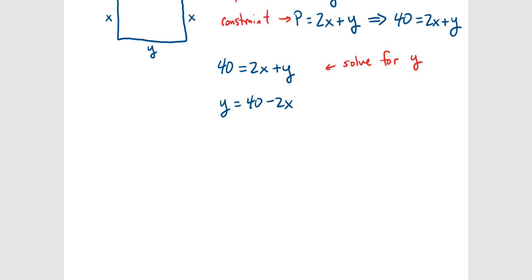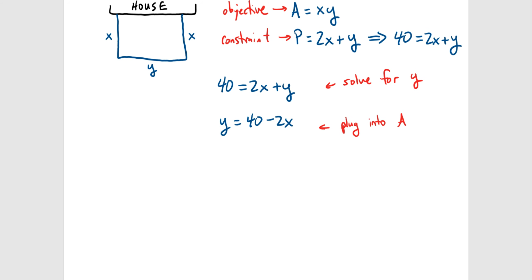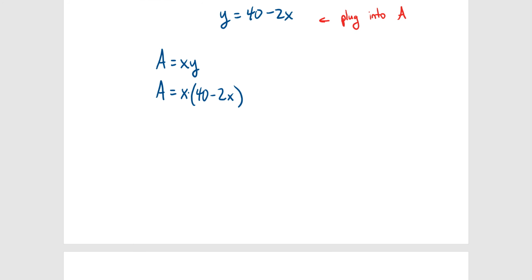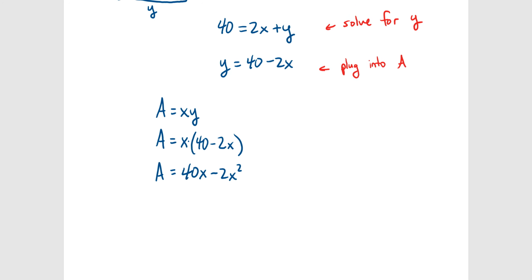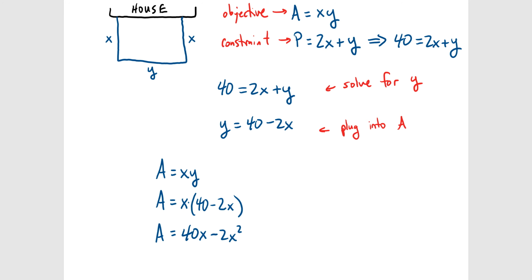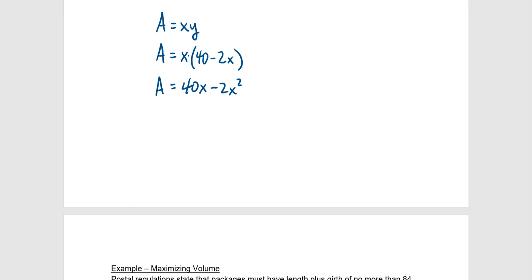This one was the easiest to solve for. You could have solved for x. We would have ended up with the same answers, but this was the easiest. So we're going to take that and plug it into the other formula, area equals x times y. We know that y equals 40 minus 2x, so we plug that into the other equation. Let's go ahead and distribute that x. That's 40x minus 2x squared. So now we have one equation with one variable, and let's go ahead and take the derivative.